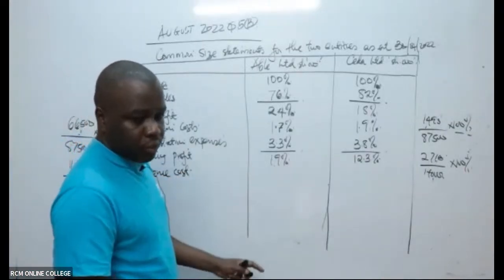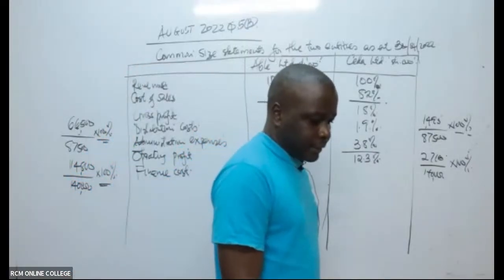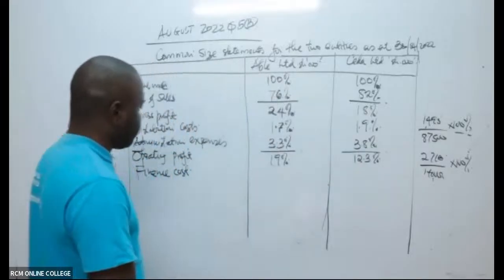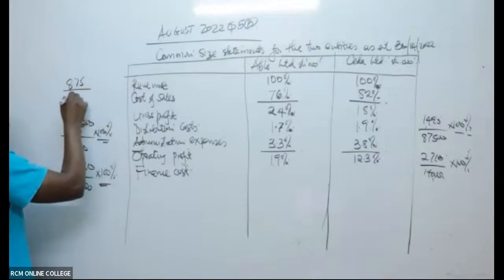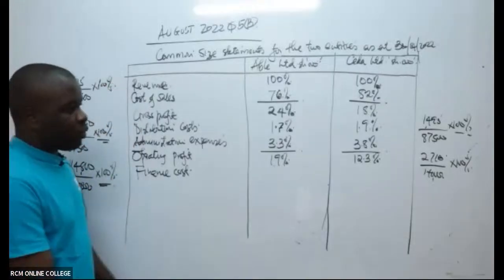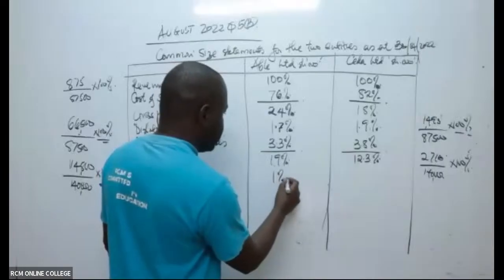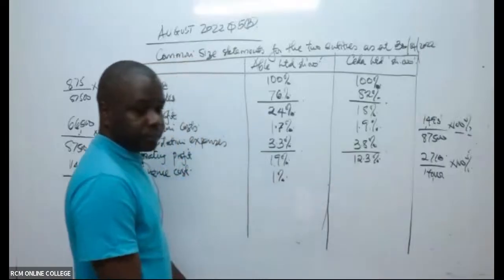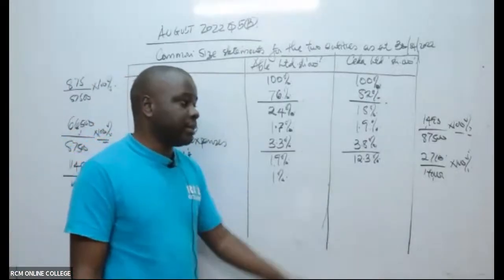Finance cost, you are getting what percent? Finance cost, you take 875 over 7,500 multiplied by 100%. So you're getting 1%. Yes, it's supposed to be 1%. What about for Cx? Just the same procedure.